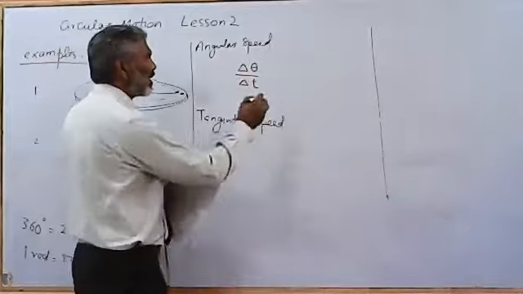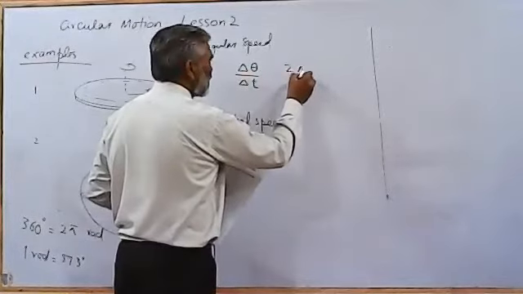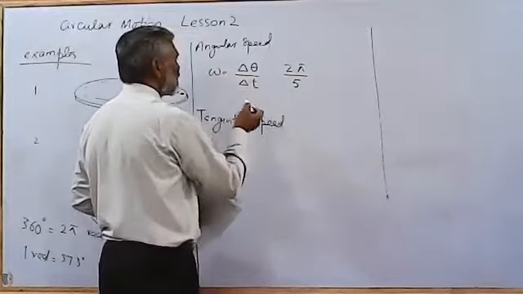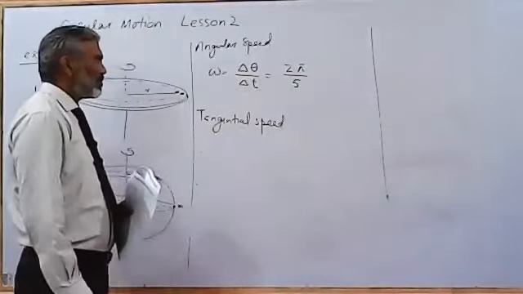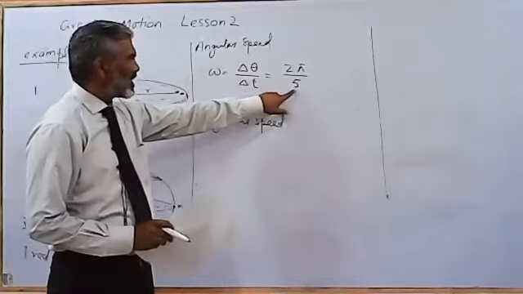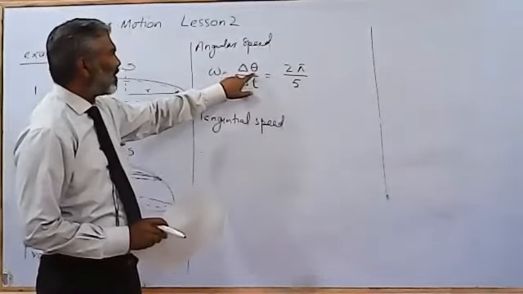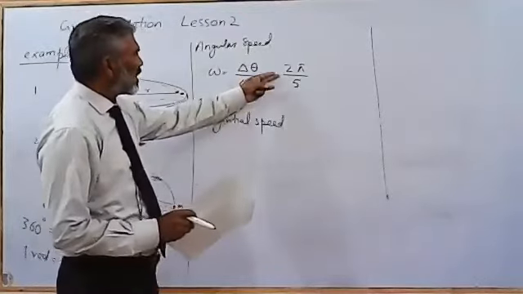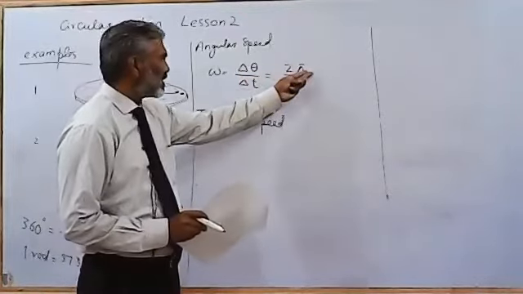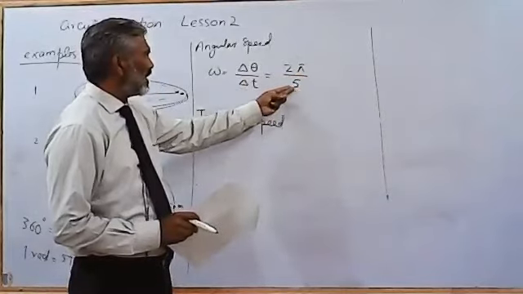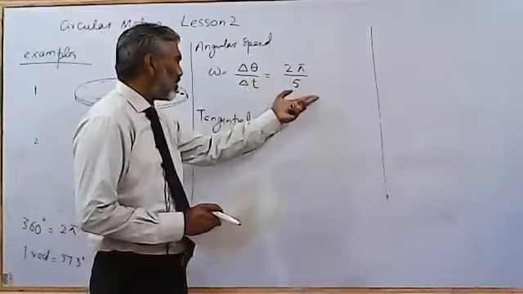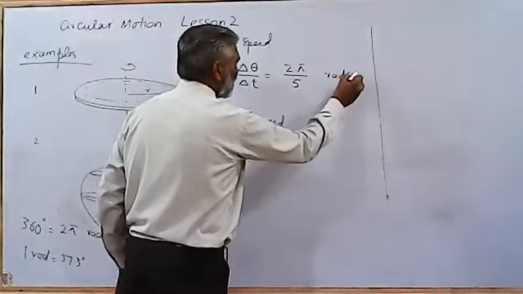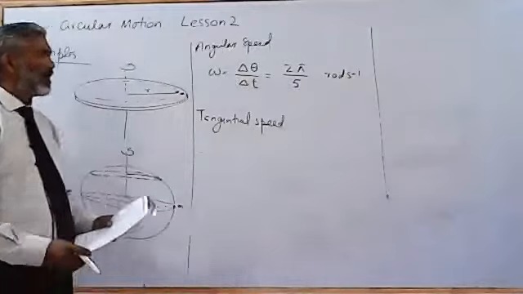For example, if there are 2 pi radians covered in 5 seconds, this will give us the angular speed. The time will always be expressed in seconds, and the change in angle will be expressed in radians, which means in terms of pi. So if one complete rotation, which means 2 pi radians, is covered in 5 seconds, 2 pi over 5, whatever numerical value we have, this will be the angular speed in radian per second. So this is the unit, radian per second.